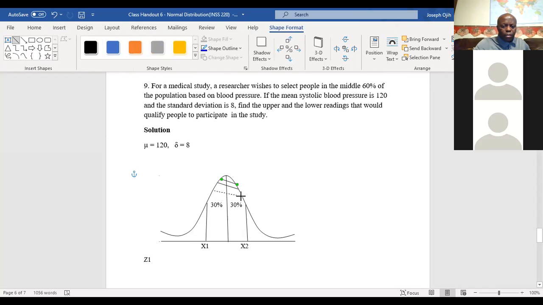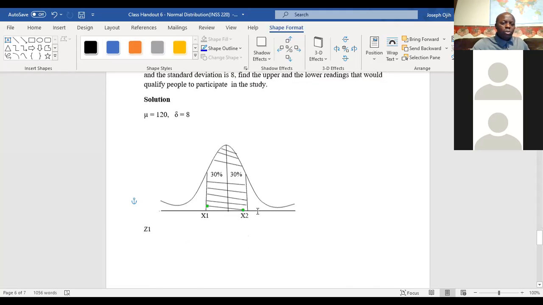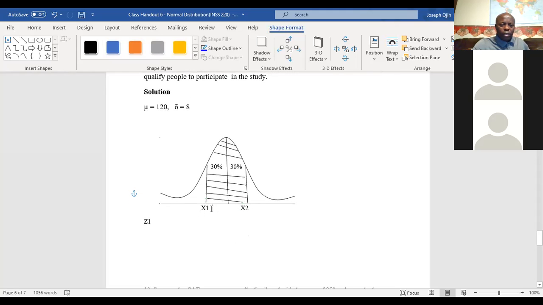The middle 60%. It's always a challenge to draw this manually, but it's still not too bad. Anyway, this is the middle 60%, so I'm shading this one. Now, we need to get Z1 and Z2. And this is our X1.